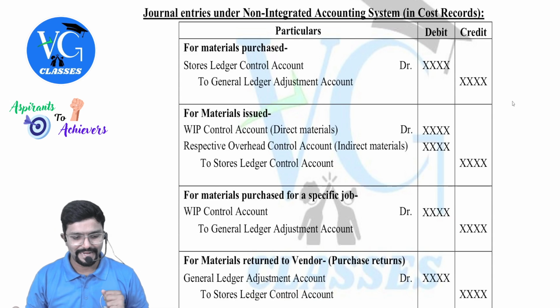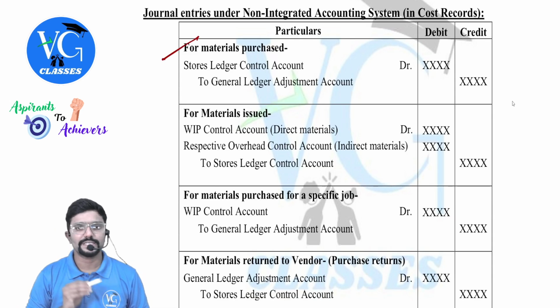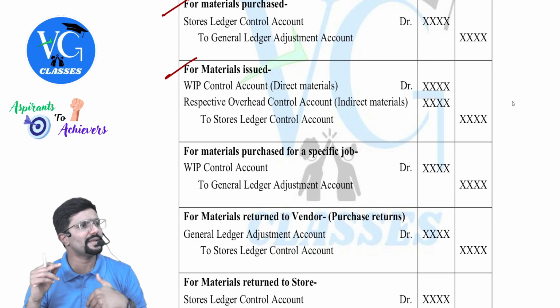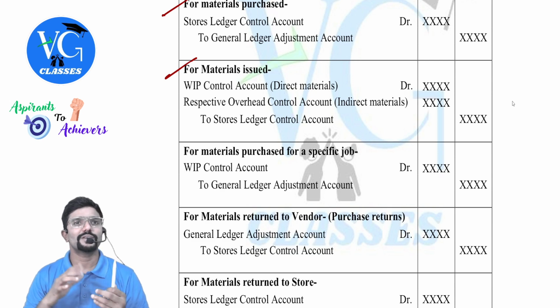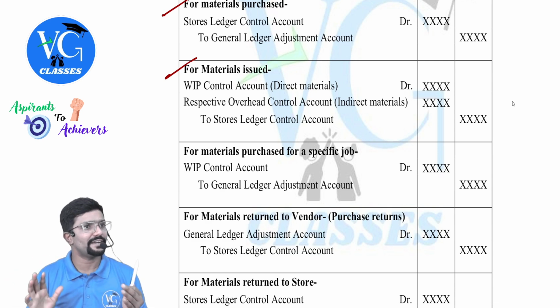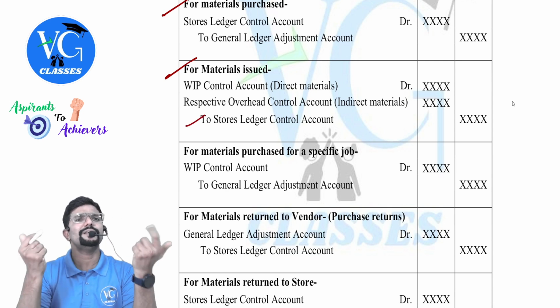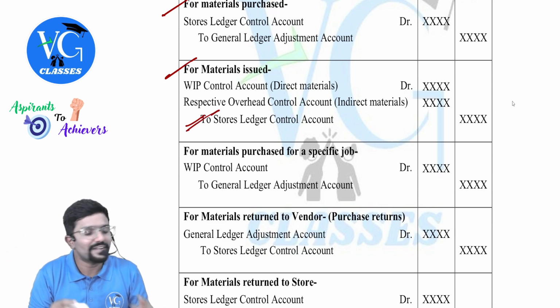Come to the journal entries back. First entry we have posted. Second entry for material issued or transferred. One and the same, guys. Sir, is it going out or coming in? Going out. So creditor, debitor, store ledger. Credit. Credit what goes out. So we are giving credit to store ledger. Debit to whom? Debit the receiver. Who is the giver? Store ledger.